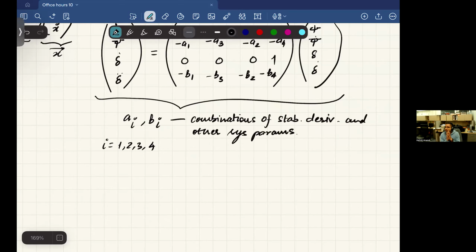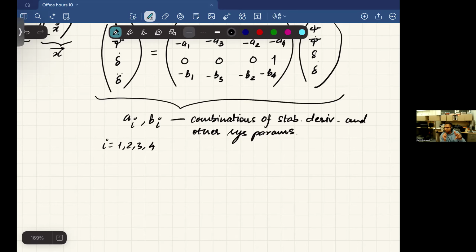Anybody who does not get that? Okay. So now you have been given the system parameters, you have been given the values of stability derivatives. So you can go ahead and calculate the values of all these A1, A2, A3, A4, B1, B2, B3, B4. So now you have a 4 by 4 matrix for which you know each entry. And then it is telling you to plug in H beta equals 0.